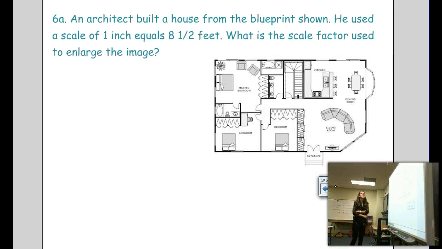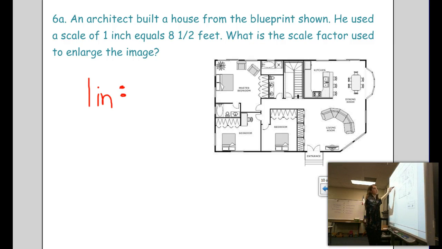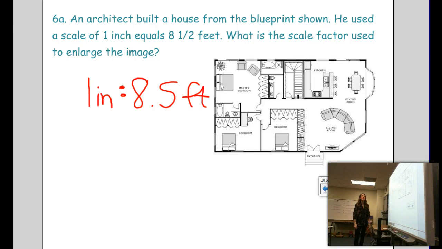Two parts. An architect built a house from the blueprint shown. He used a scale of 1 inch equals 8.5 feet. What is the scale factor? We have not done one like this before, so let's do it together. 1 inch equals 8.5 feet. So start off by writing that down. Well, not equals, but I just put a colon for a ratio. Now the problem is, we are not in common units. Inches and feet, those won't cancel. Those are different units. So we actually have to know in our head how many inches are in a foot.